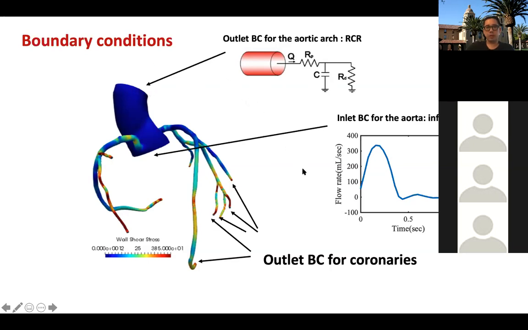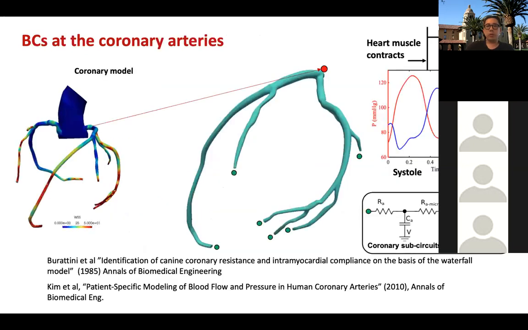blood vessels. At the outlet of the coronaries, we'll need a special type of boundary condition rather than a simple resistance or RCR boundary condition, because as I showed before, coronary artery has special physiology. So we need to prescribe a special type of boundary condition to reproduce the correct physiology inside the coronary artery. So what's the physiology in the coronary artery?